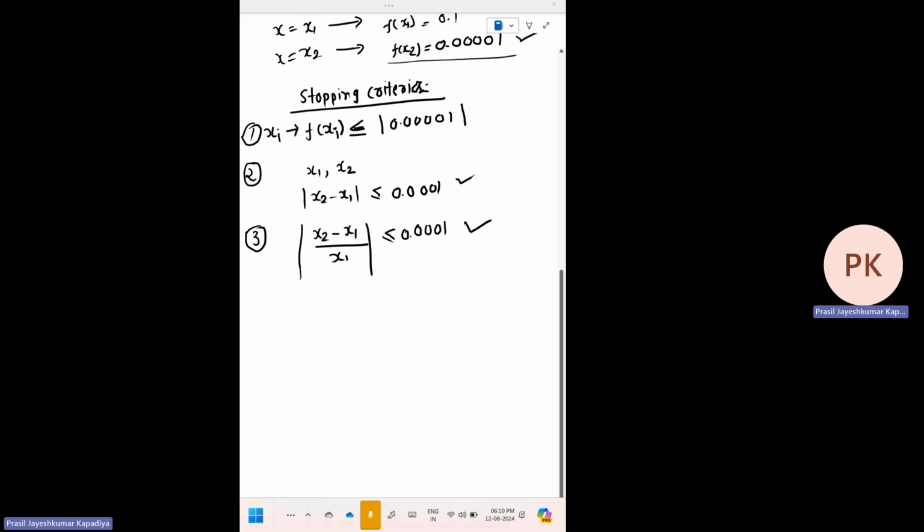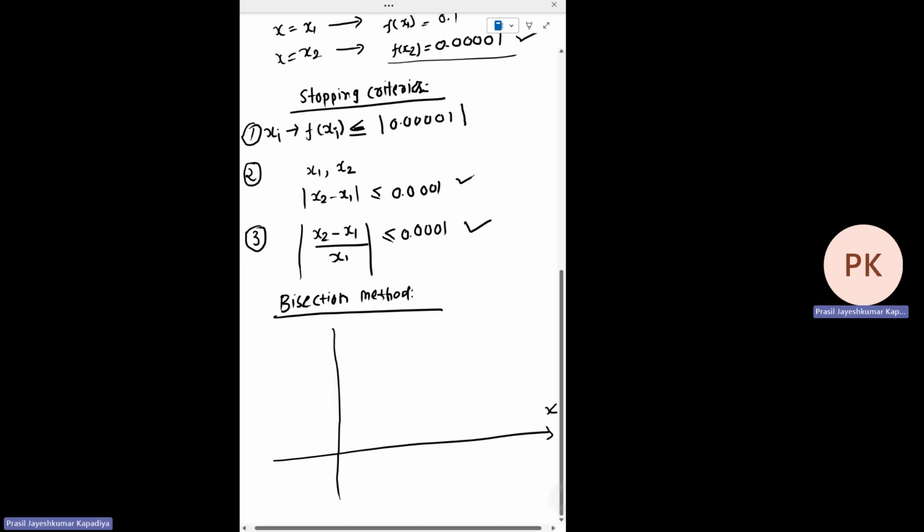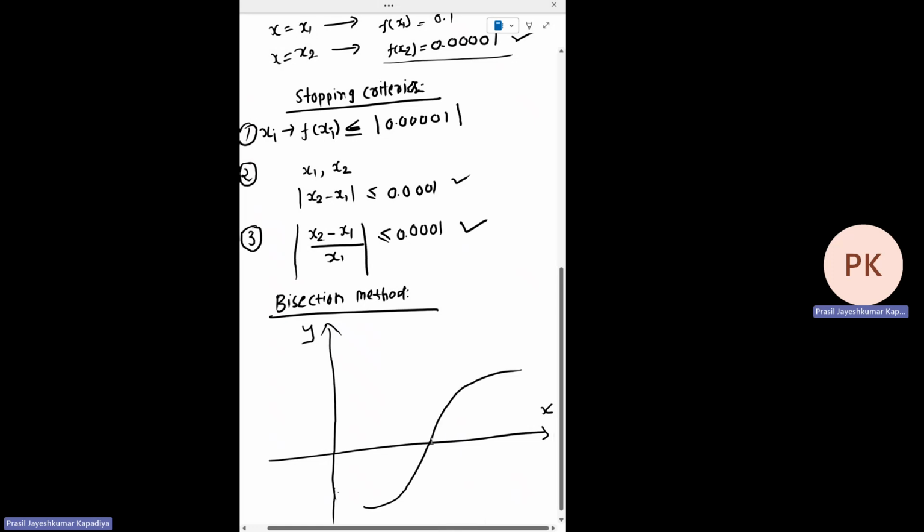There is one method that is called the bisection method. In the bisection method, the word itself means bisection, so we are preparing two sections. Let's say this is my x, comma, y, and let's say this is my curve. Then what is the solution? This point is my solution.